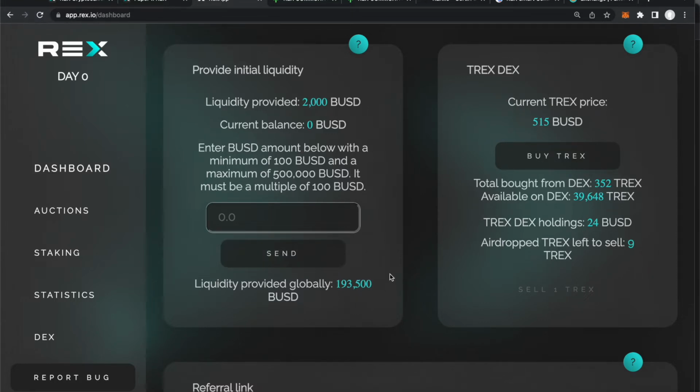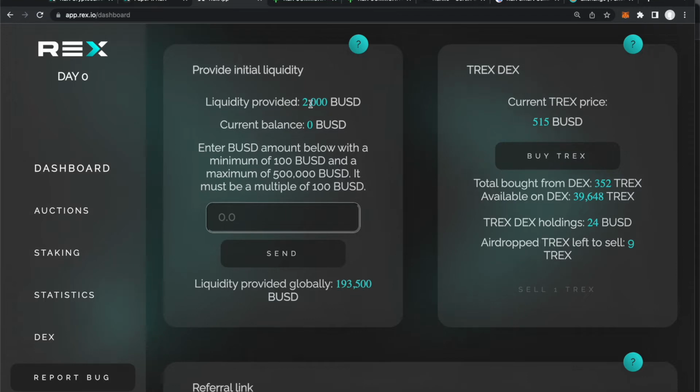Let's say that by the end of the week on Friday, the total amount contributed by everyone in the Rex community for liquidity is 200,000 BUSD. So we're nearly there right now. That's probably a low estimate, but let's just say that by the time the liquidity provision ends, it's going to be at $200,000. My number, let's say, is still going to be at 2,000.